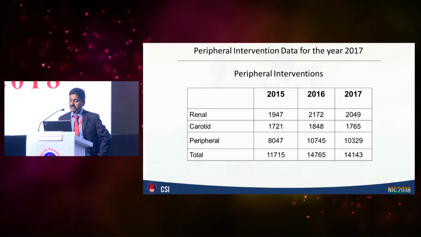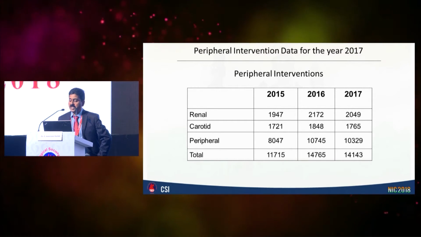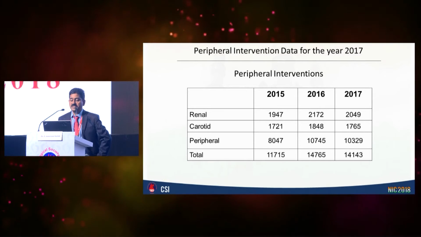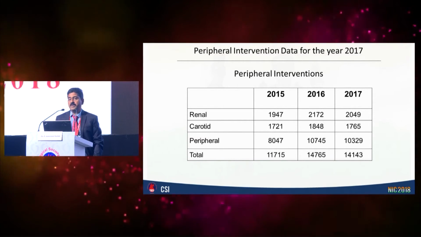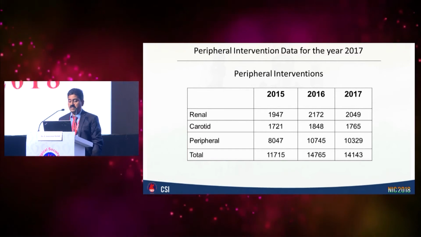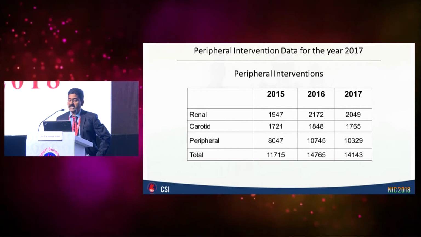Renal interventions we thought would come down significantly, but 2,049 procedures are reported. And carotid interventions are 1,765. I mentioned one of the leading centers, which is from Andhra. Peripheral interventions are about the same, 10,000 plus.